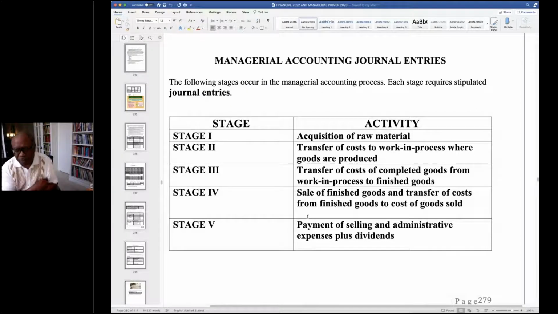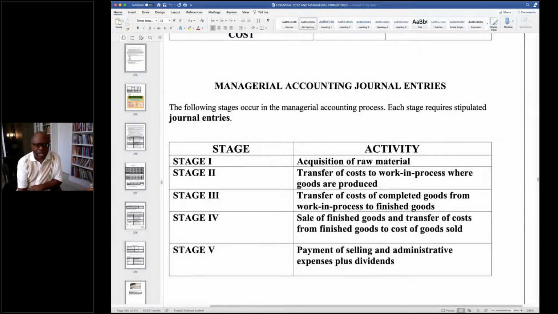No questions? Okay. Let's move to step 2, which is making managerial accounting journal entries. We always have to make journal entries. And so to simplify it somewhat and not just have you making journal entries, I break the journal entry down into stages. Stage 1, acquisition of raw materials.